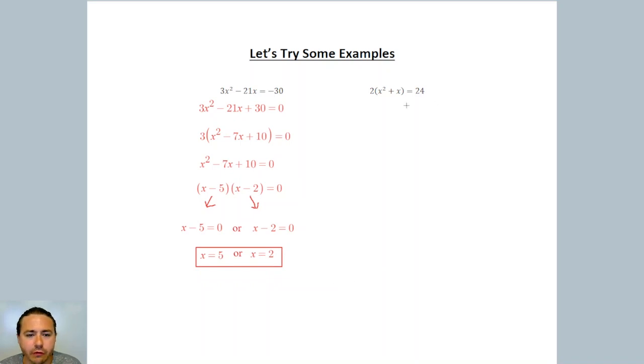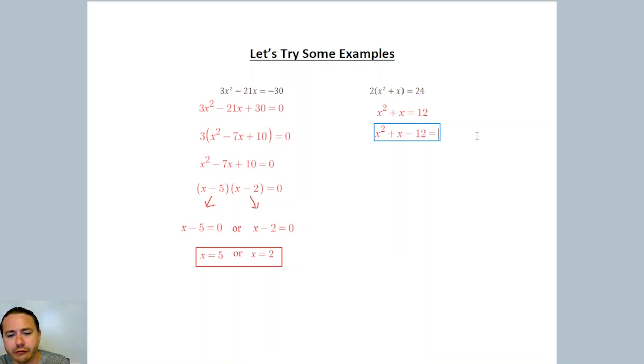Now this one over here is set up for us to divide up front. So that's nice. We don't have to find the GCF. The GCF found us. So we get x squared plus x equals 12 if we divide both sides by 2. And then we subtract the 12 from both sides because we need it equal to 0. So we get x squared plus x minus 12.